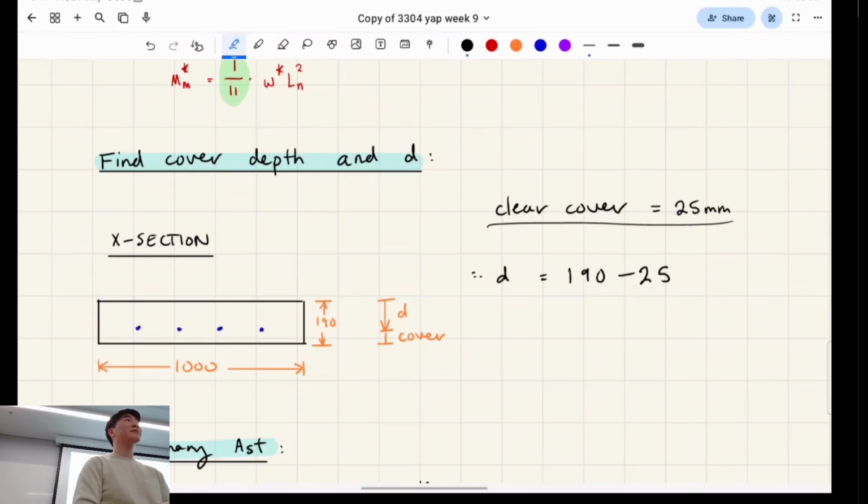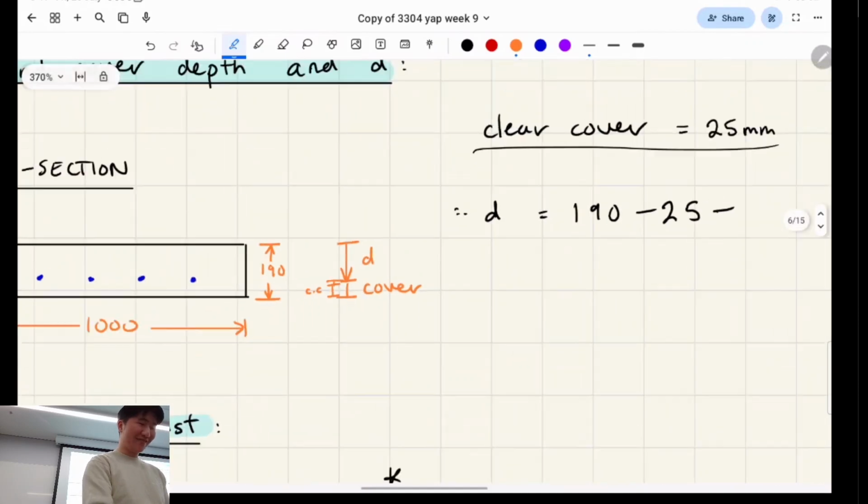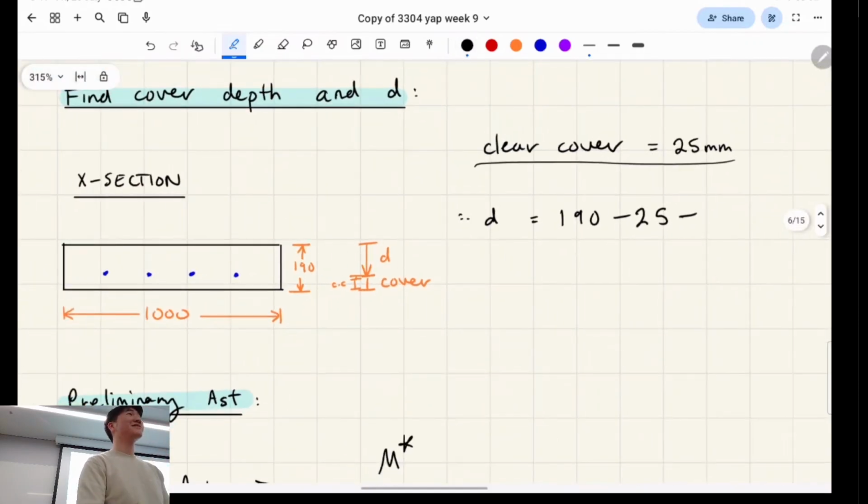Yeah, so we have to add on the radius of the bars, right? So it's an extra 25. Well, we have to subtract. Basically, clear cover is like that, and then we have the radius of the bars. But we're not told what the radius of the bars are, so we're going to assume N12s. So that whole thing's going to be 6 mil, right?